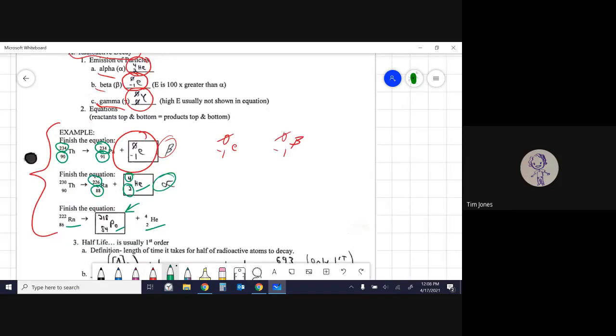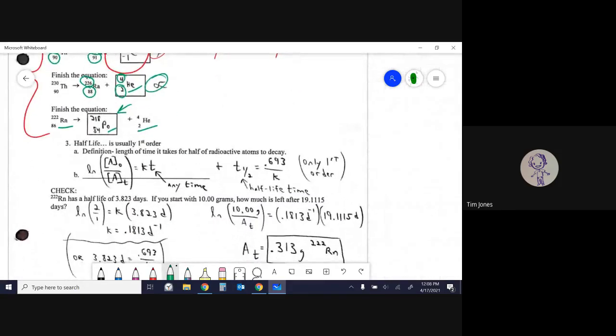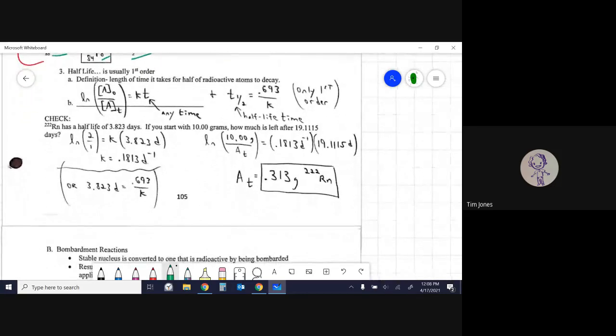Now back to half-life, we did this when we did rates and so on. Half-life, it says, is usually first order. I actually don't think that's true. I think it's always first order. So I think we can just say half-life is first order. I mentioned this equation in which A sub 0 is the starting amount at time 0. A sub T is the amount of original substance that remains after time T.